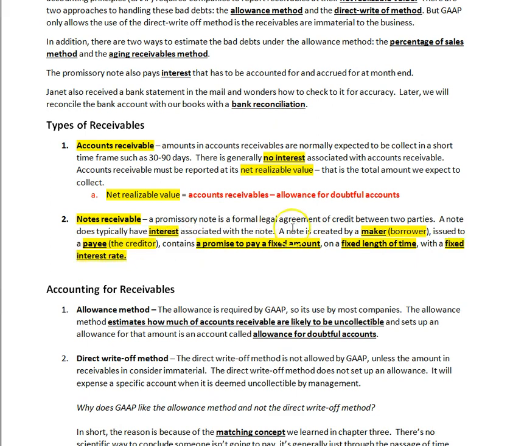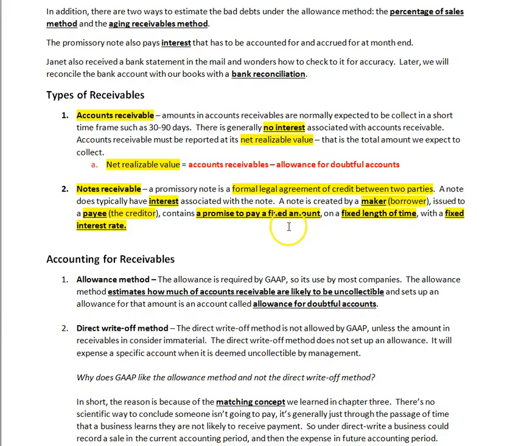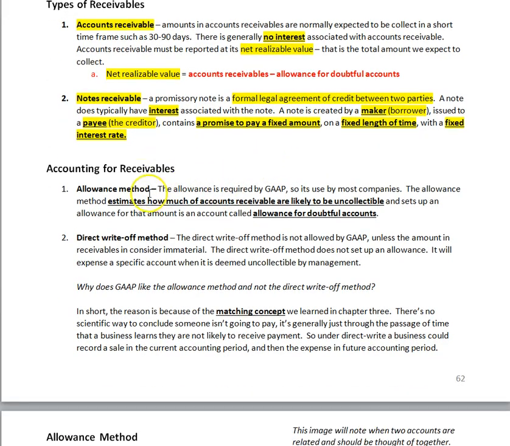So this has more legal bearing. If there's any dispute between the parties, this one has a more formal legal agreement of credit between the two parties. Both of these are legal debts. If you owe an AR or notes receivable, both are legal debts. This just has a formal legal agreement, so it has stronger legal support.